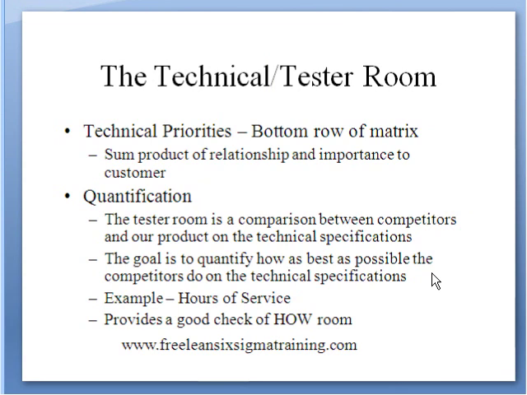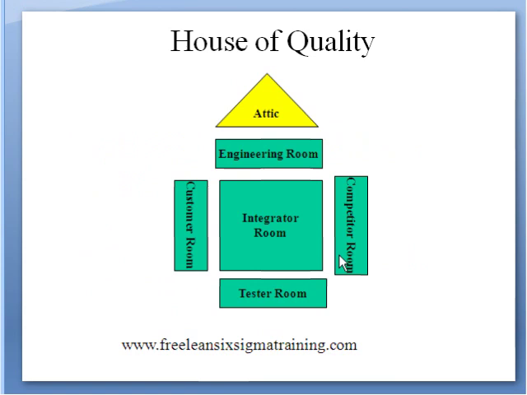The bottom of our matrix is called the testing room. The testing room is technical priorities. When we look at the technical priorities, we're trying to see a comparison between the competitors and ourselves and how well we're able to actually meet customer specifications here. It's a good sort of check and balance of how well the how room is working.